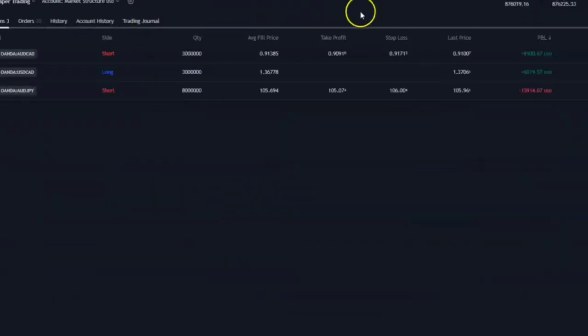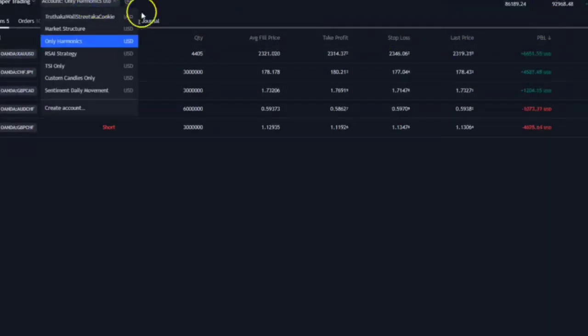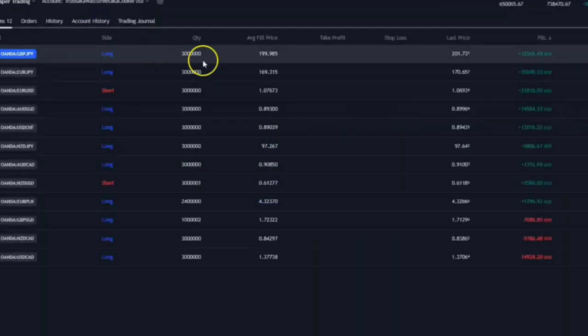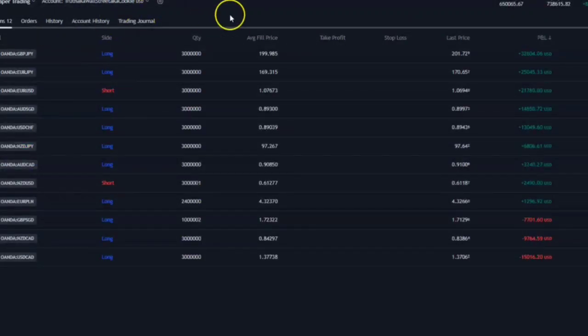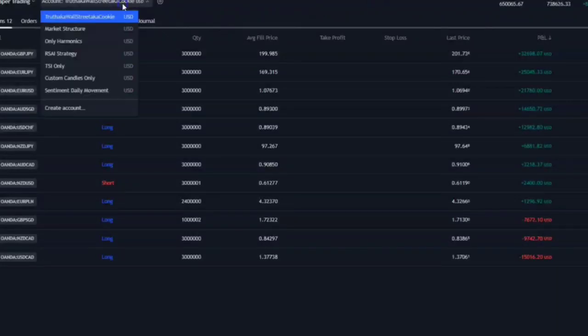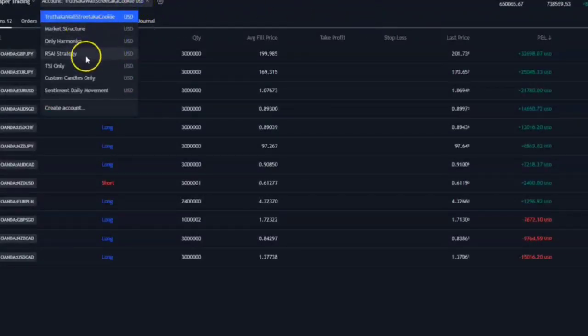So, all right, market structure is doing badly right now. Only Harmonics is doing quite badly right now. But this one has been around longer. It didn't start at the exact same time. I could restart it. Well, I'll leave it alone.